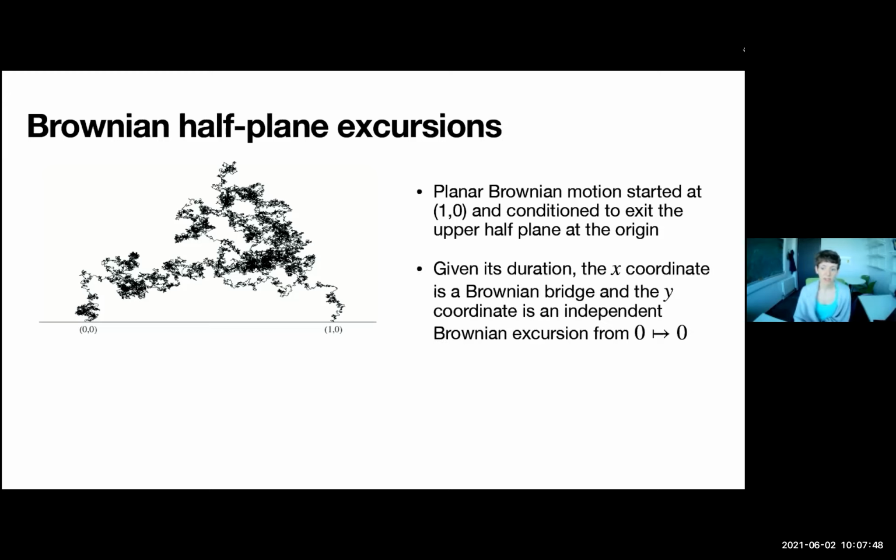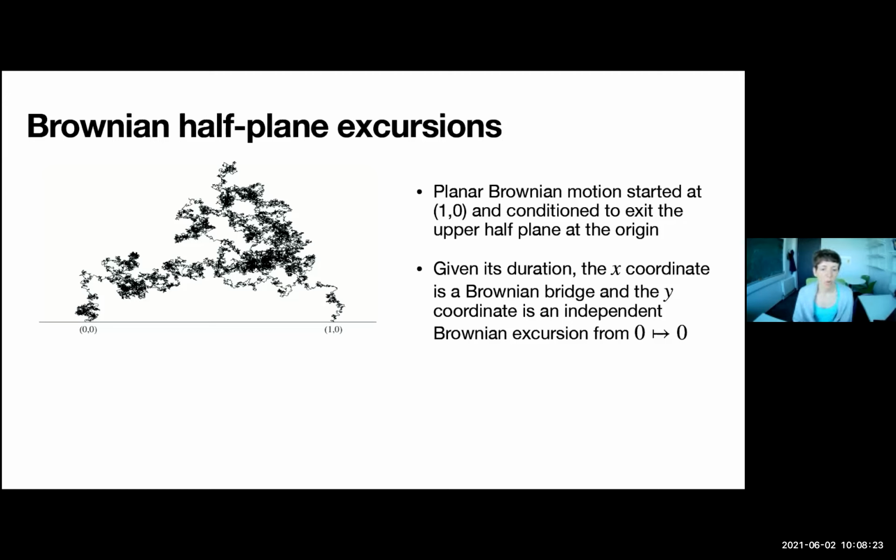Another way you can think about it is that this process has a certain duration, which is random. It has some explicit law. And if we condition on the duration, then the x and the y coordinates are just two independent Brownian processes. The x coordinate is a Brownian bridge from 1 to 0 with the specified time duration, and the y coordinate is a Brownian excursion staying positive from 0 to 0, again with the specified duration. All right, so that's the Brownian half-plane excursion.